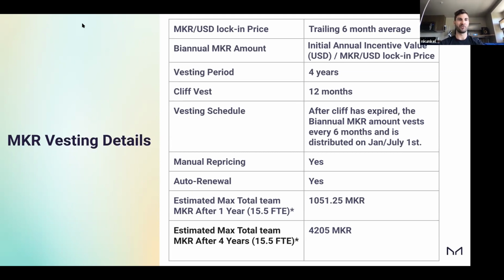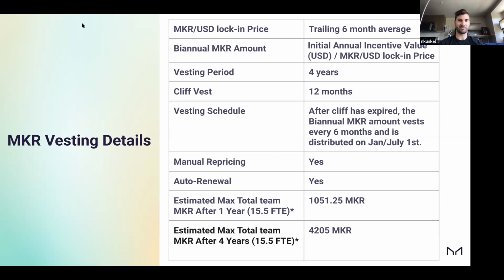Also, we have an auto renewal, which means that after this 4-year period, the MKR USD price is recalculated, right? And it's renewed for another vesting period.